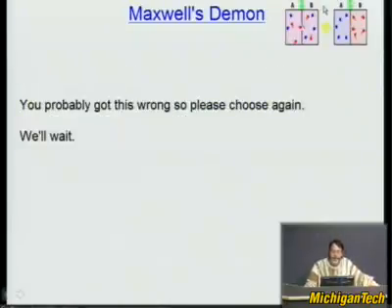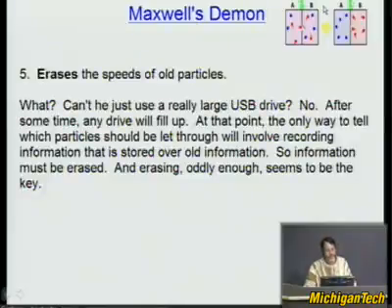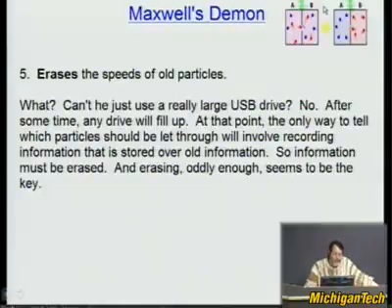Well, you probably got it wrong. Sorry. Please try again. We'll wait. Okay, here we go. Got it? It erases the speeds of the old particles. So who got that right? Not me for a long time. I had to read about it.